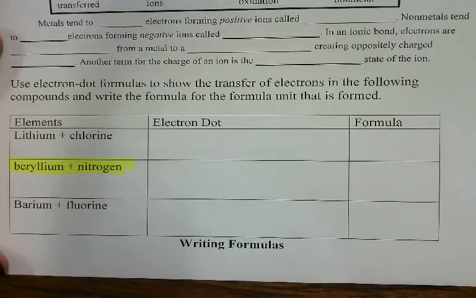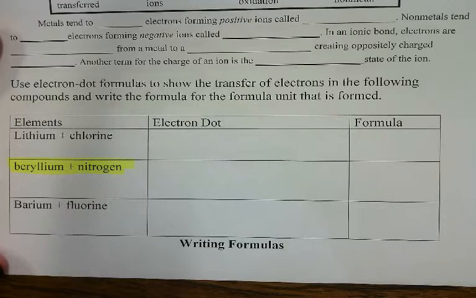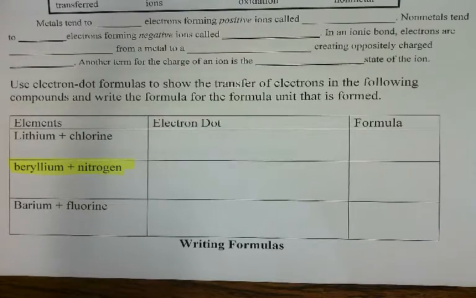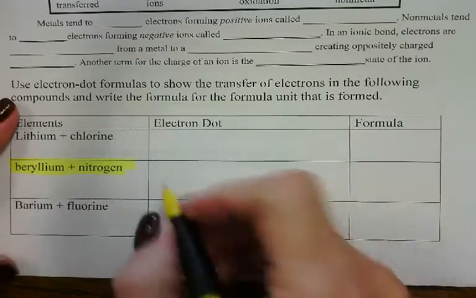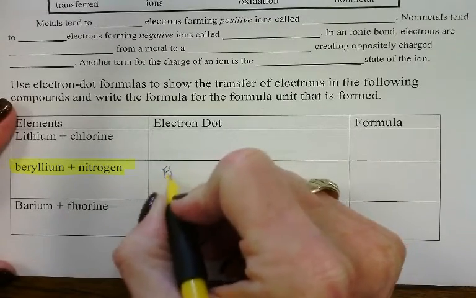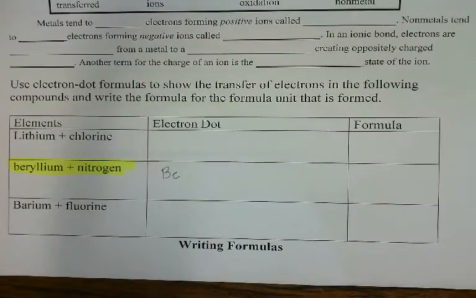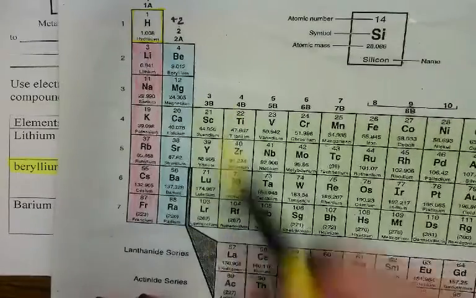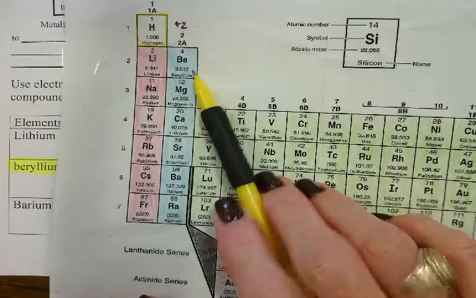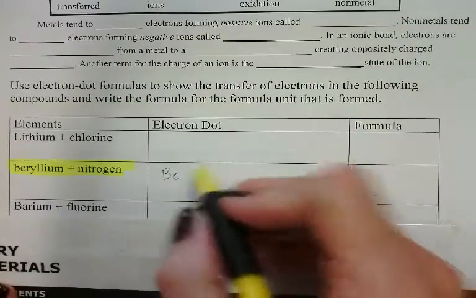Okay, electron dot. We're going to do electron dot and then the formula for this problem for beryllium and nitrogen. So beryllium's symbol is Be. I need to find out how many valence electrons it has so that I can do its electron dot properly. Beryllium is in group 2, so it will have 2 valence electrons.